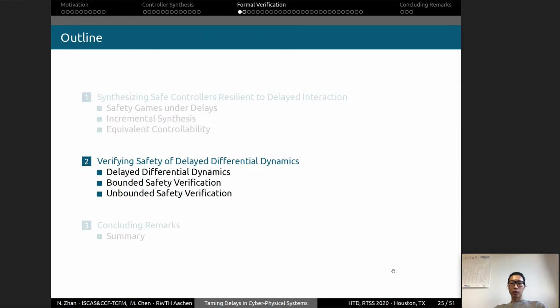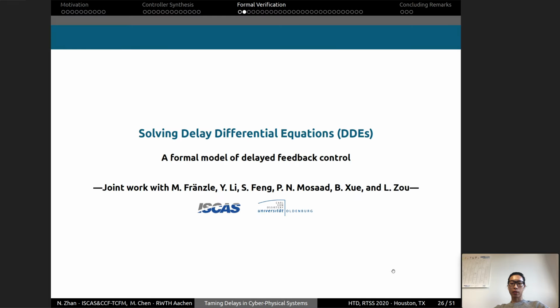Okay, now we are moving to the second part of the tutorial, which is dedicated to safety verification of delayed differential dynamical systems modeled by delayed differential equations. Delayed differential equations, DDEs for short, is a formal model for delayed feedback control. And here in this setting, everything is continuous, so time is continuous.